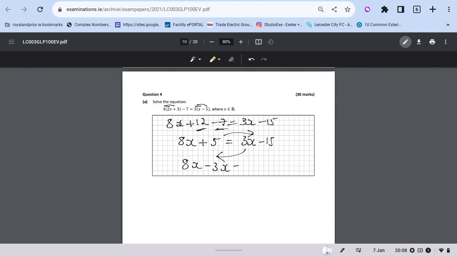So 8x minus 3x is equal to minus 15 minus 5. 5x equal to minus 20. X equal to minus 20 over 5. X equal to minus 4.